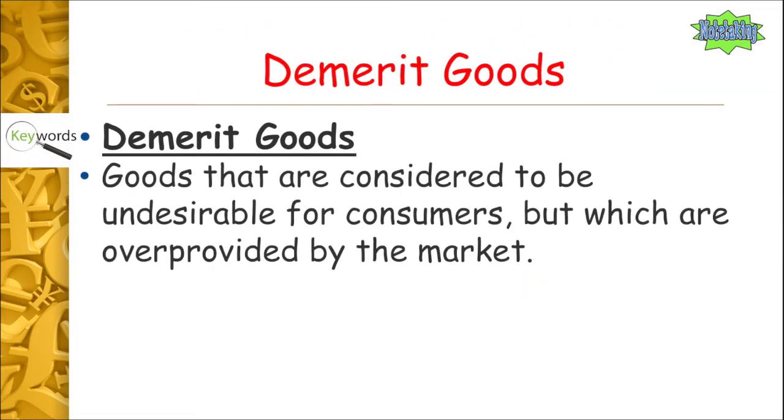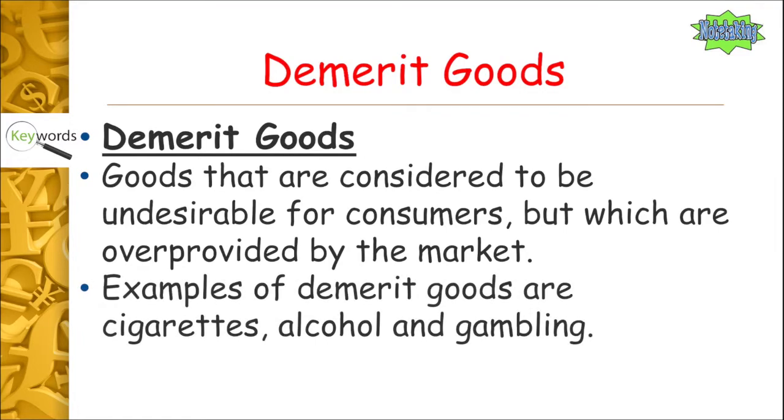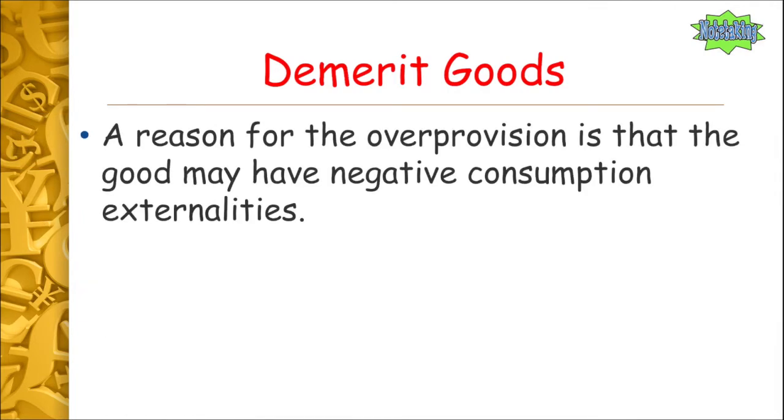Demerit goods then, on the other hand, are goods that are considered to be undesirable for consumers, but which are overprovided by the market. Examples of demerit goods are cigarettes, alcohol, and gambling. Okay, so they're not great for consumers, but we have too much of them provided on the market for people.